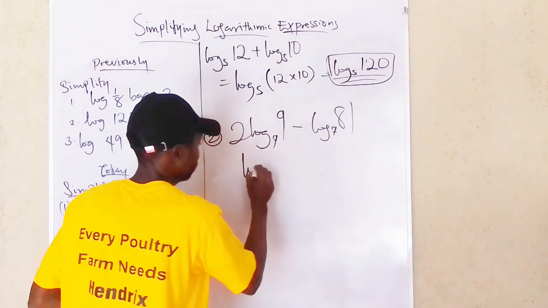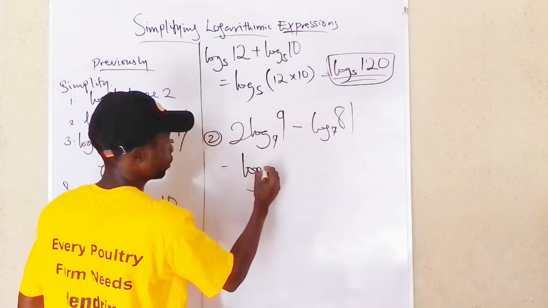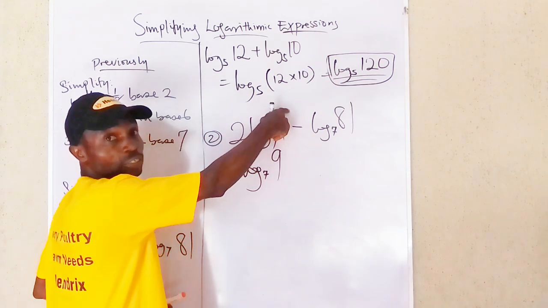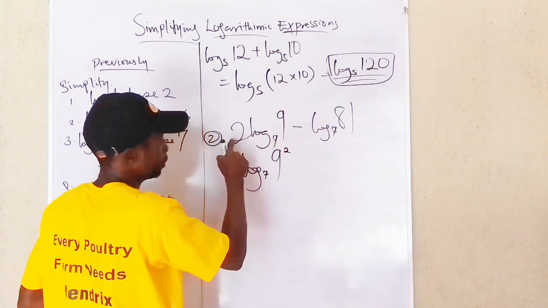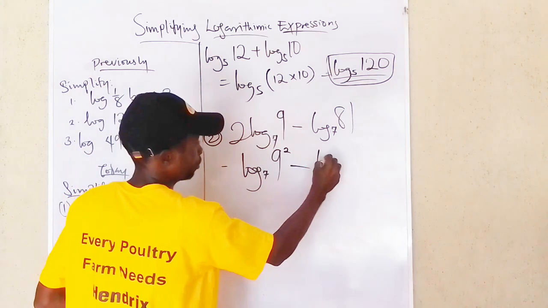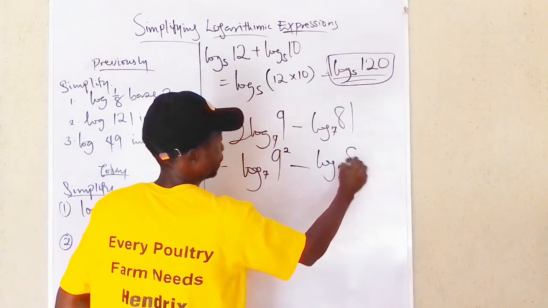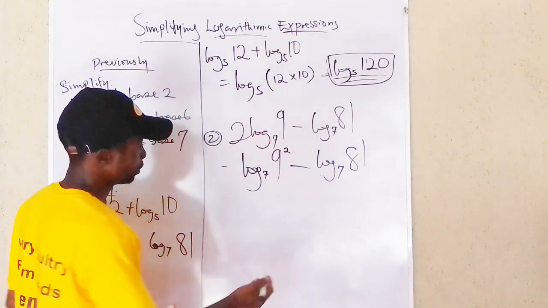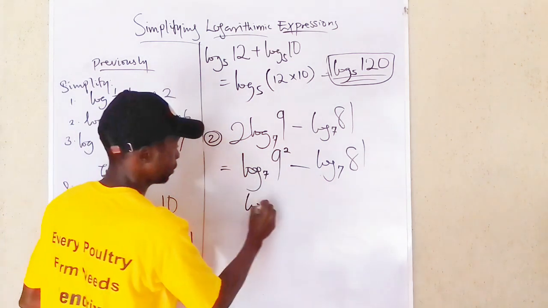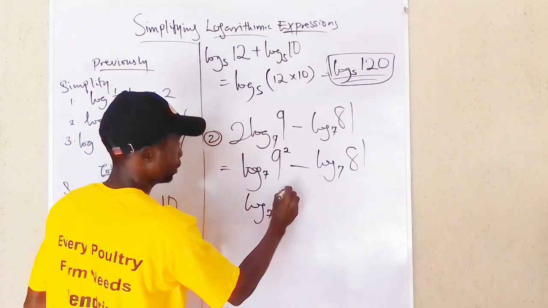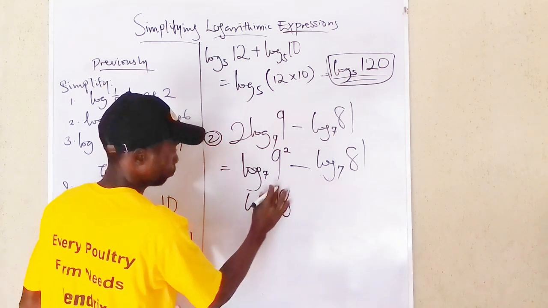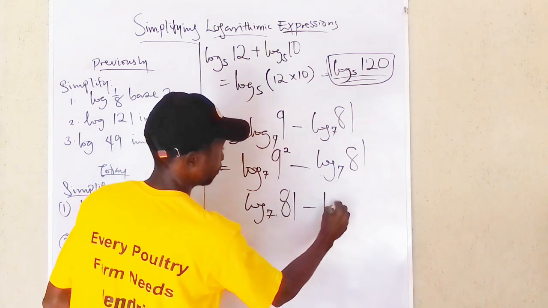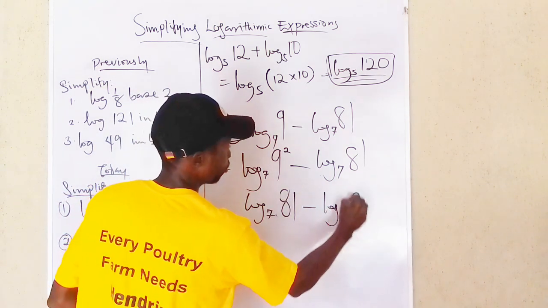So this is essentially log in base 7 of 9. This one is actually forming an exponent, a power. This one is a power, minus log of 7, 81. Question: what is 9 raised to the power of 2? It's 81. So this is log in base 7 of 81, sorry, 81, not 18, minus log in base 7 of 81.